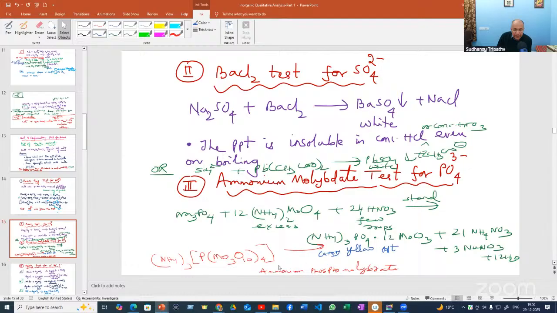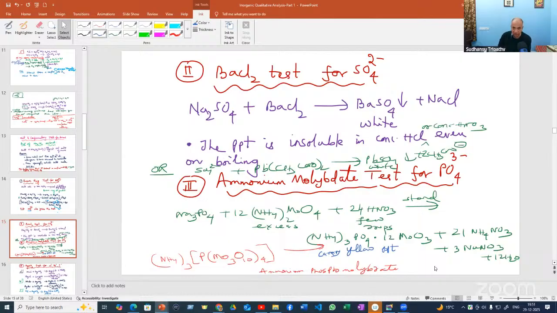But actually, it is phosphomolybdate, not ammonium phosphate. In PO4, each O is replaced by Mo3O10. So this unit, Mo3O10, replaces each O of the 4 O's. So altogether, Mo12O40. In some books, you will find (NH4)3PMo12O40. Or, to remember this, I used to say 12 MoO3, or you can say P(Mo3O10)4. This is called ammonium phosphomolybdate, which is yellow.